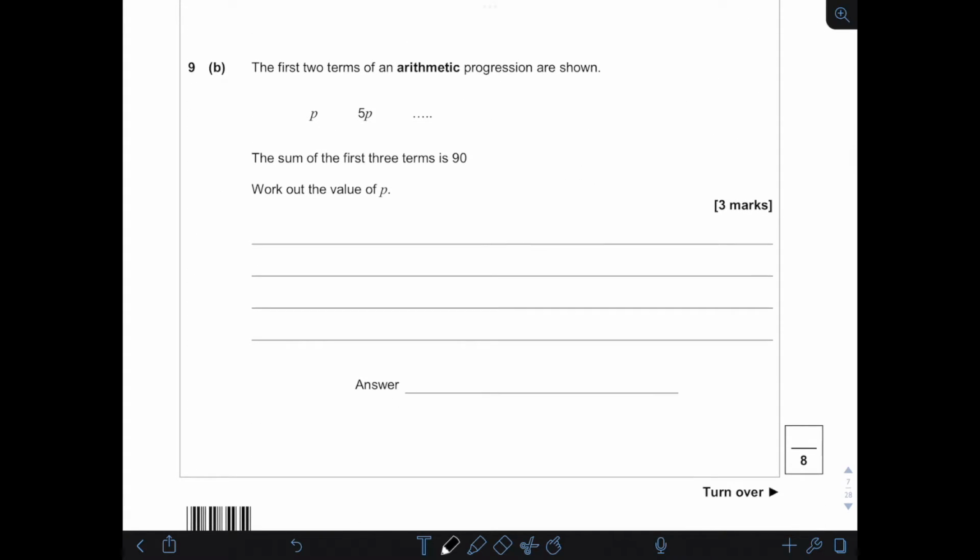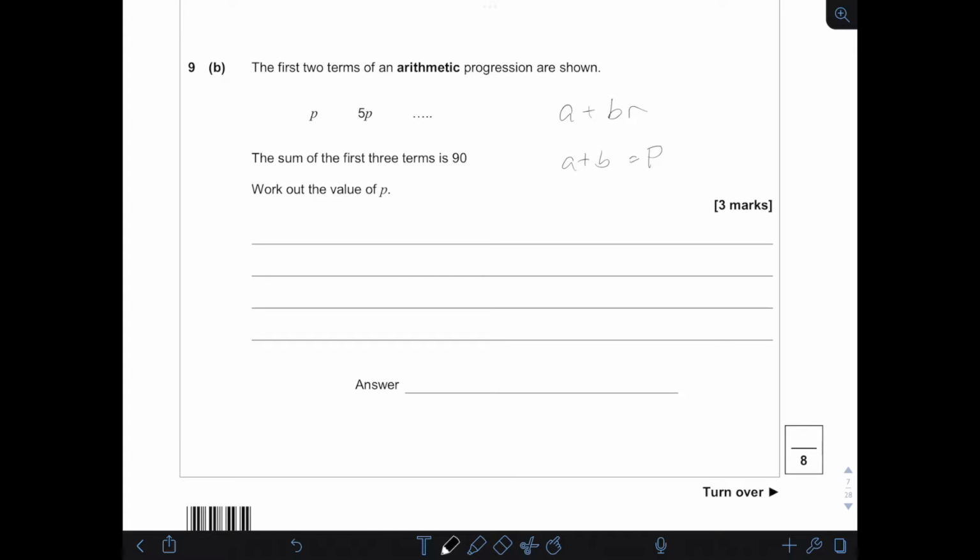Right, 9b. The first two terms of an arithmetic progression are shown below, p and 5p. So our first three terms sum to 90. So this arithmetic progression means that the addition is constant, so it goes via a plus br as the equation. We know the first term is p, which is a plus b equals p.